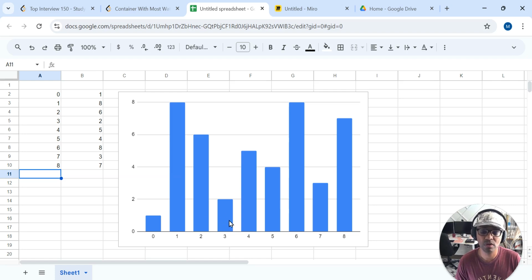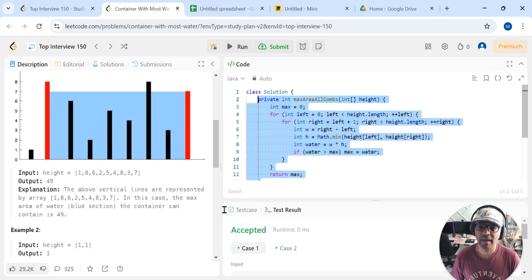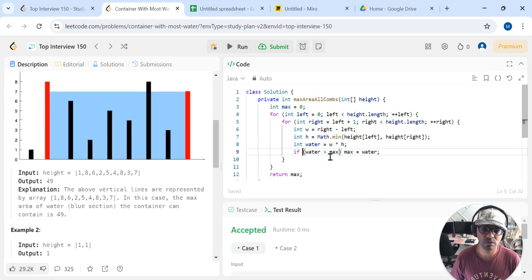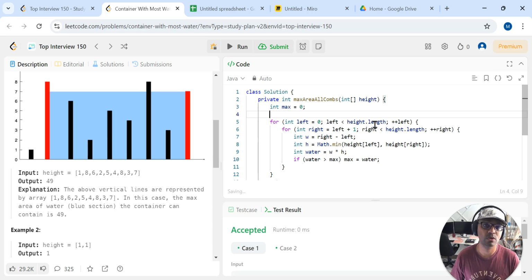So there is no possible way a container with left wall 3 is going to give us more water than a container with left wall 2. Right. So given that observation, we can already eliminate some combinations from our algorithm. And that by itself is not going to change the time complexity of O of n squared. But if we were to implement something like this, I think what we are basically trying to do is eradicate the inner loop for some values of left, right?